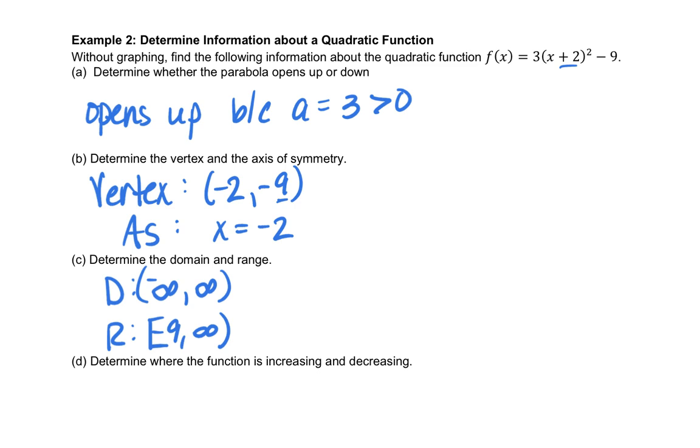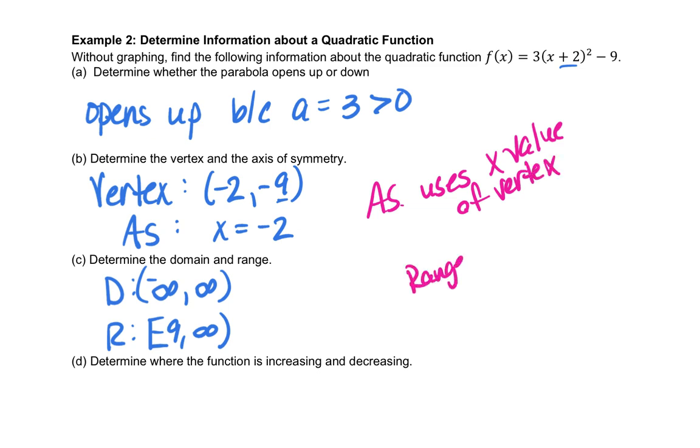So the axis of symmetry uses the x value of your vertex, and your range will use the y value of your vertex. Okay, so the axis of symmetry uses the x value of your vertex, and the range uses the y value of the vertex. So the vertex is good for something.